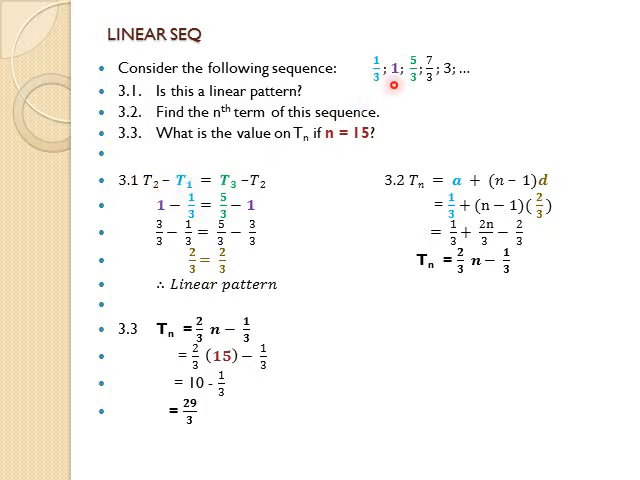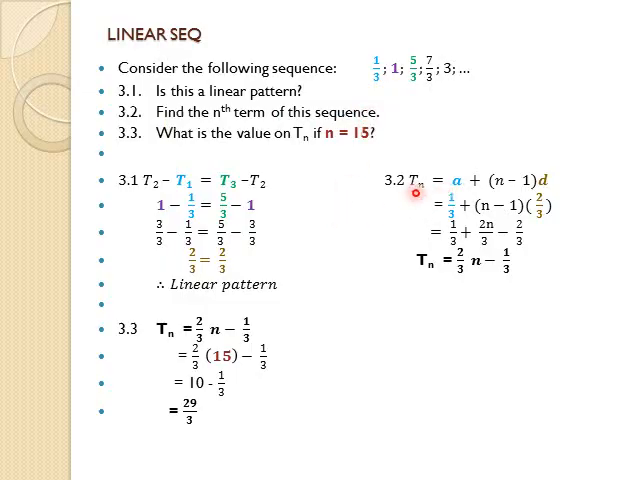So term 2, 1 minus 1 over 3. Term 3, 5 over 3 minus 1. So 1 can be written as 3 over 3. There, 3 over 3. 3 minus 1 gives me 2 over 3. 5 minus 3 gives me 2 over 3. So this is a linear pattern because it has the same common difference. Then find the nth term of the sequence.